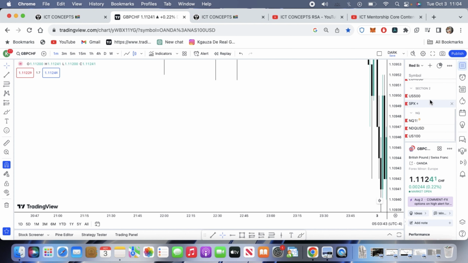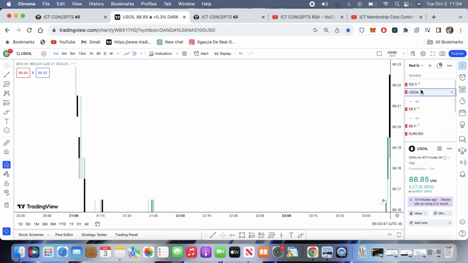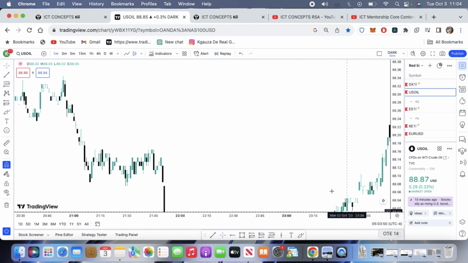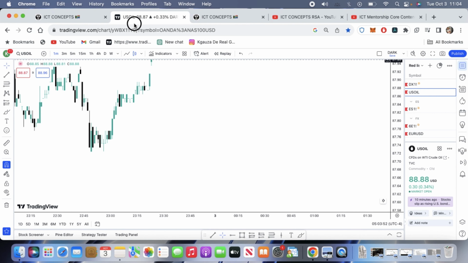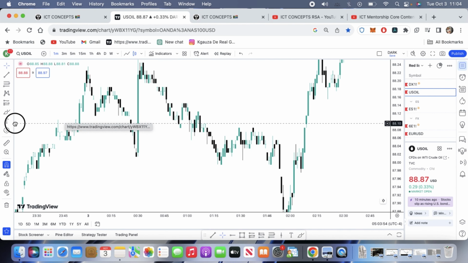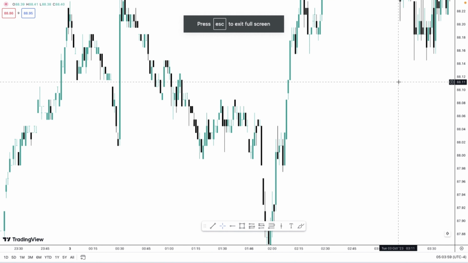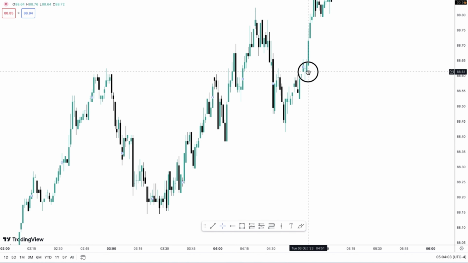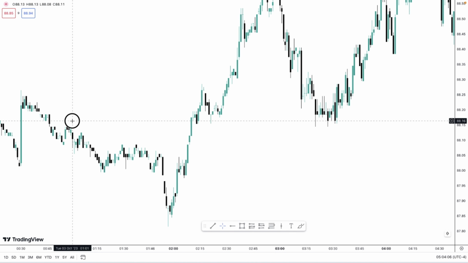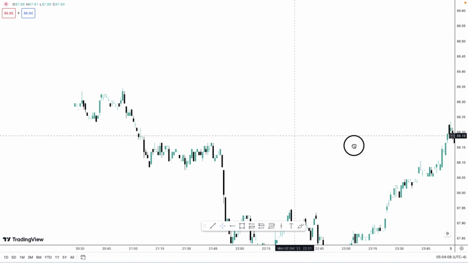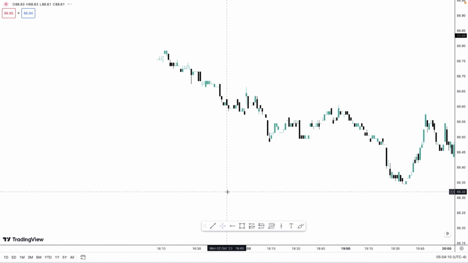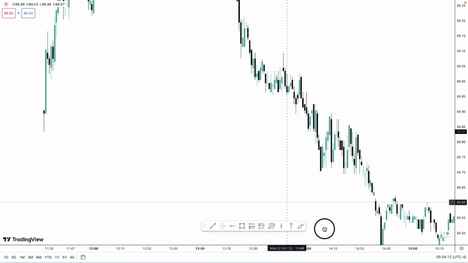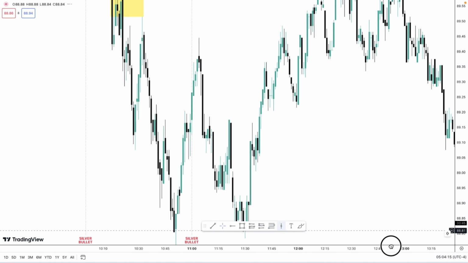I was looking at US oil. Where is US oil? So I was reviewing yesterday's price action, Monday the 2nd. It should load up right now. Here.